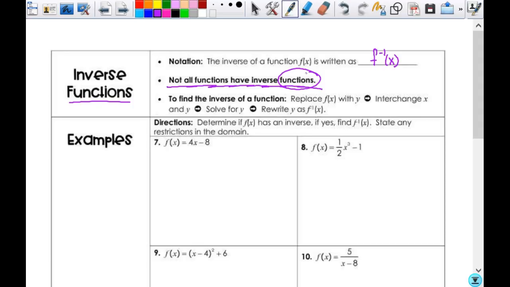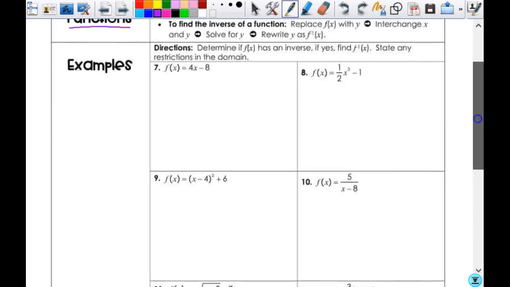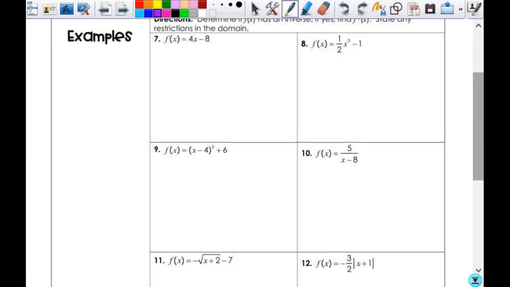All right, but before we even do that, we're going to determine if it has an inverse, because if it doesn't have an inverse, then I don't have to bother. So we look at number 7. When we graph number 7, that's going to be a line, correct? It's a line. It's not a horizontal line, therefore it has an inverse. So I'm going to set this equal to y instead of f of x, right? Then I exchange x and y. So this is going to become 4y minus 8 equals x, because x and y just changed places. Then I solve for y. So 4y equals x plus 8. And then y is equal to 1/4 x plus 2.